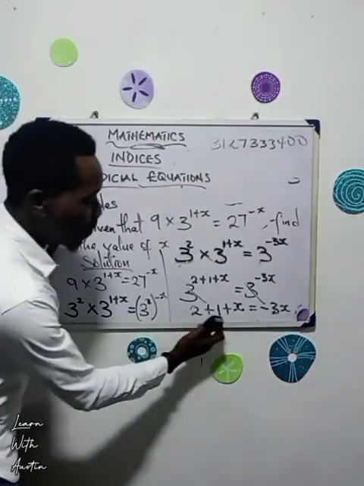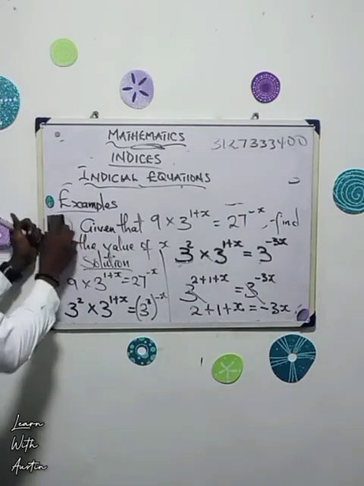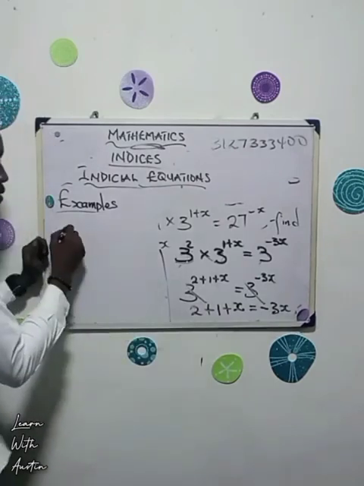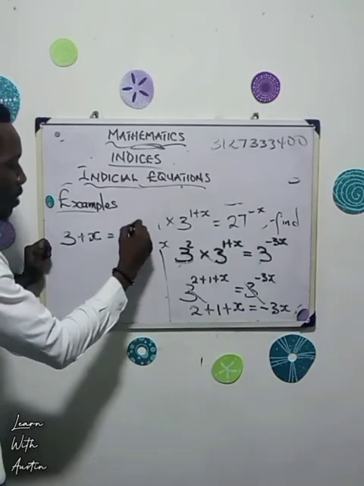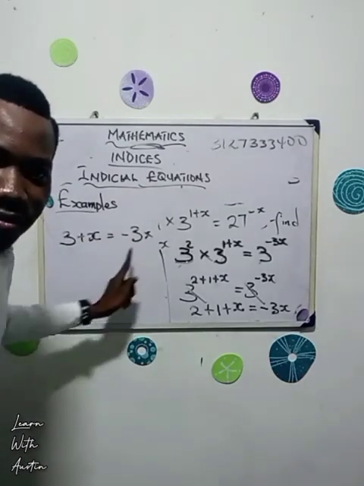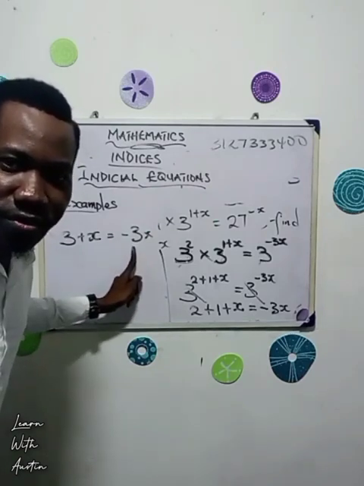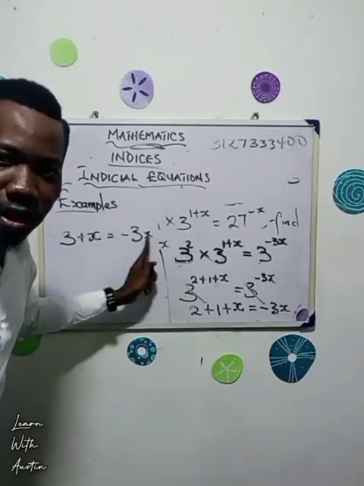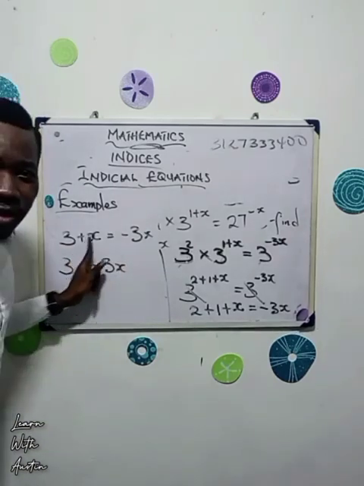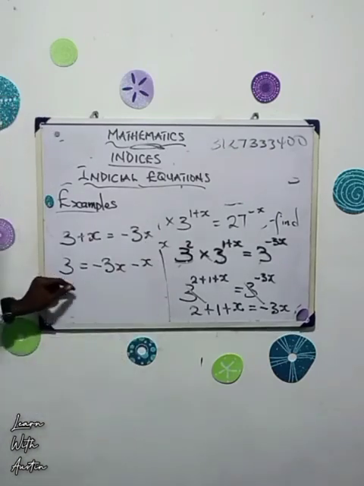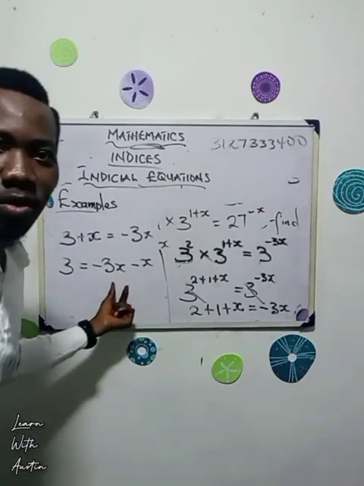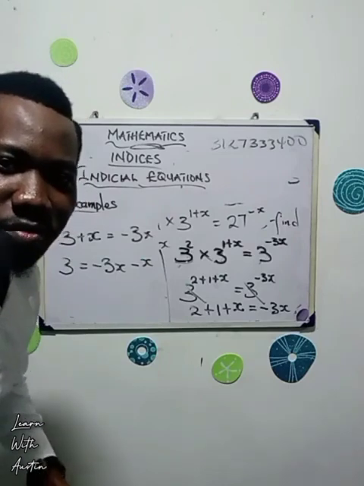Alright, so we have 2 plus 1 plus x equals minus 3x. So 2 plus 1 is 3. 3 plus x equals minus 3x. So we are going to collect like terms. What are the like terms here? x and minus 3x. So let's collect these two together and leave 3. So we have 3 equals minus 3x, and plus x comes to this side and becomes minus x. So we have minus 3x minus x. What is minus 3x minus x?